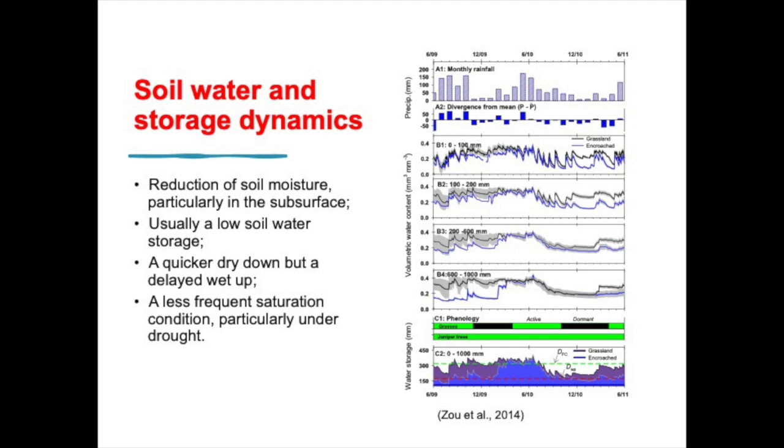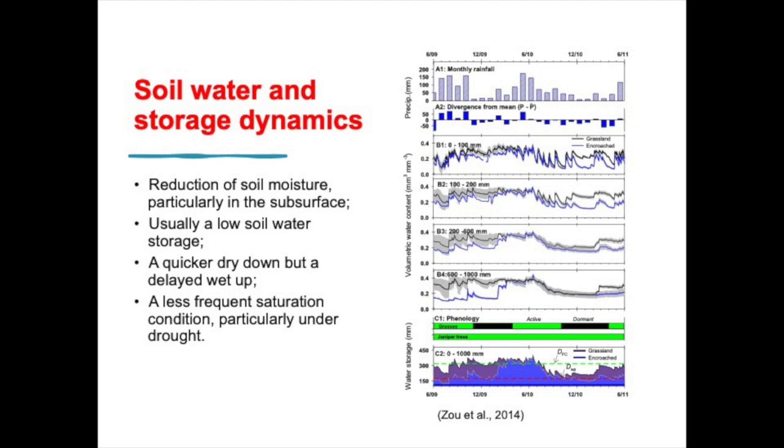Transpired water has to come from the soil, right? So when we observed the soil water content in the different layers of the soil, you see in this picture, the blue one is under the juniper, and the black is under the grassland in the comparative watershed.